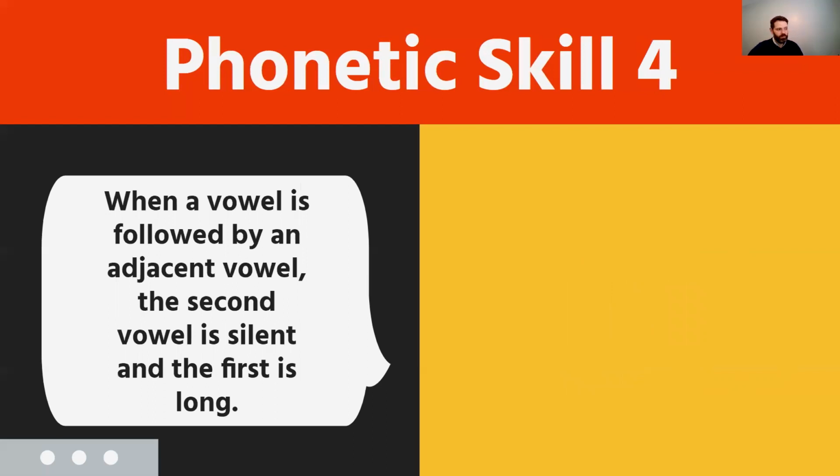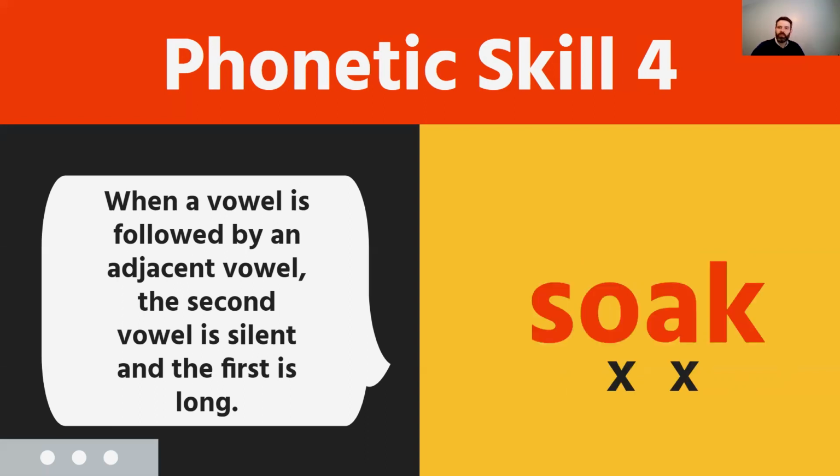Now phonetic skill number 4 says that when a vowel is followed by an adjacent vowel, the second vowel will be silent and the first vowel will be long. So what we're looking for is when two vowels appear immediately together in a word. So in this word soak, we would go under the word, we mark our first vowel, immediately we see another vowel and we mark it as well.